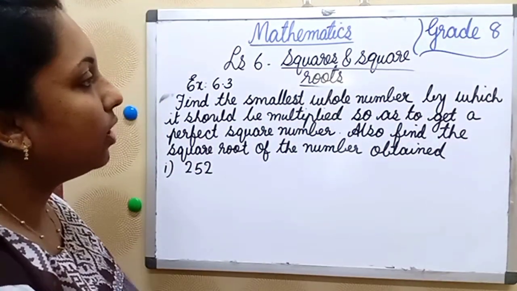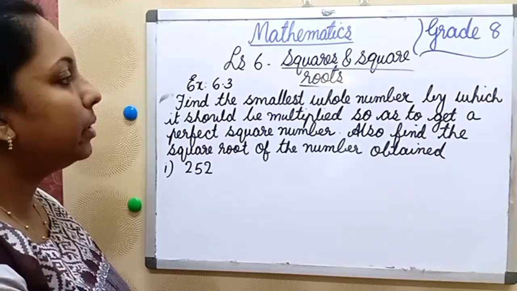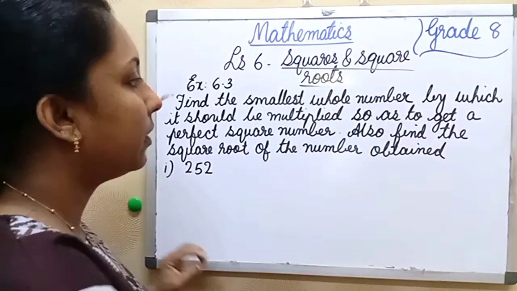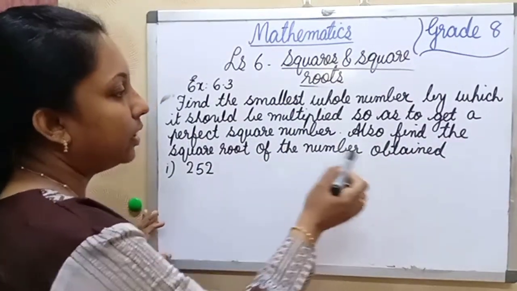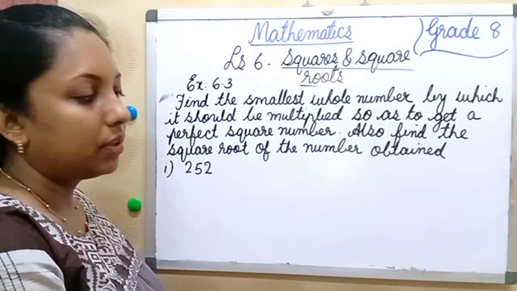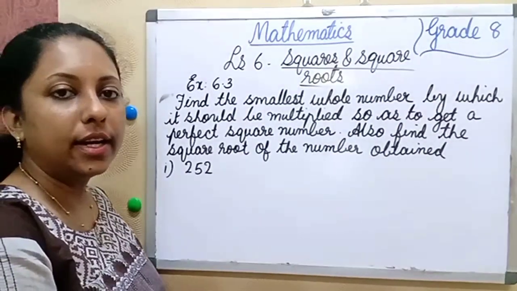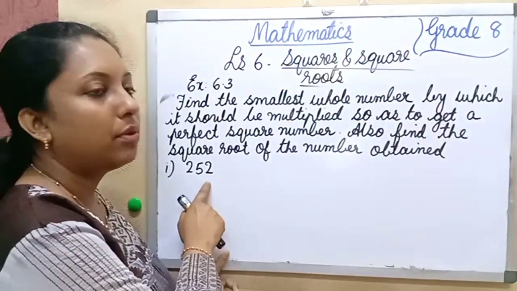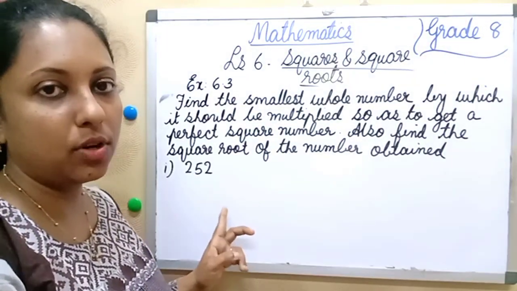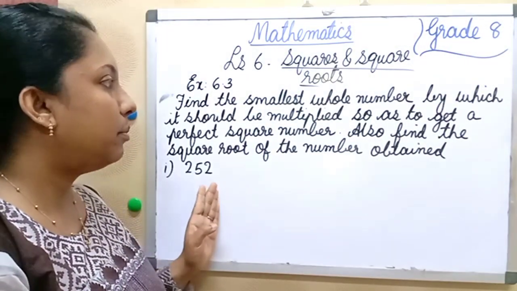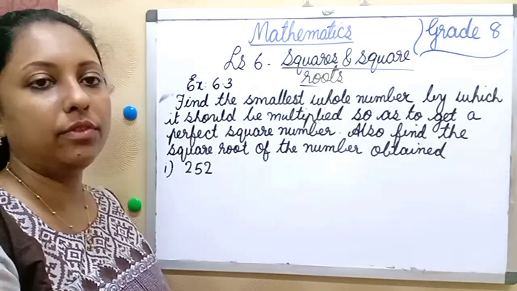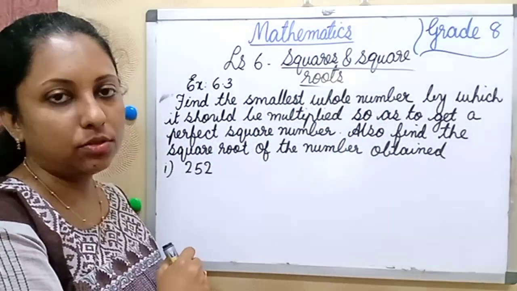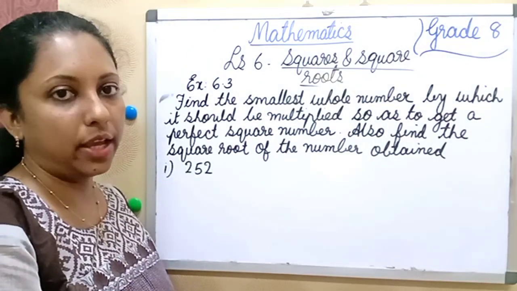Find the smallest whole number by which it should be multiplied so as to get a perfect square number. Also find the square root of the number obtained. First number is 252. First we have to factorize this number 252. This is not a perfect square. We have to find which smallest whole number to be multiplied so as to get a perfect square.